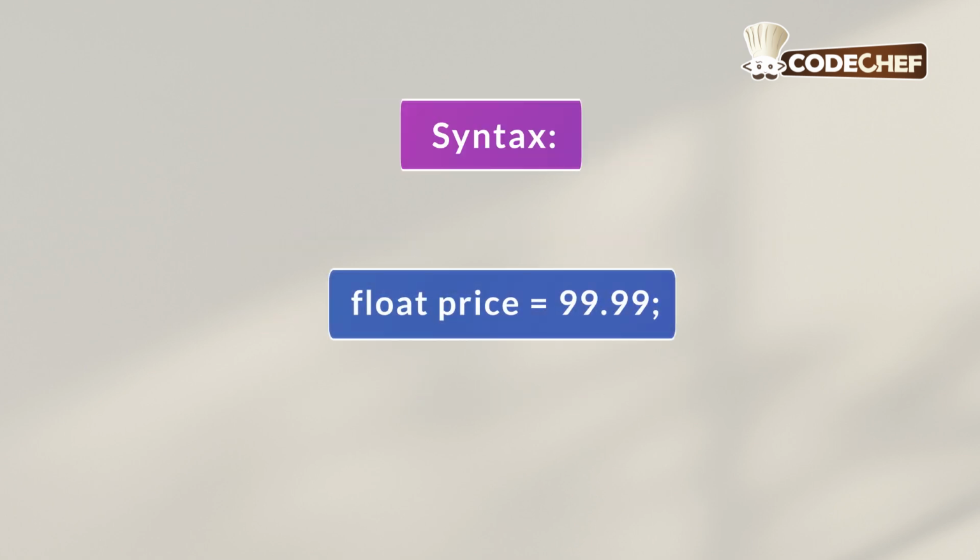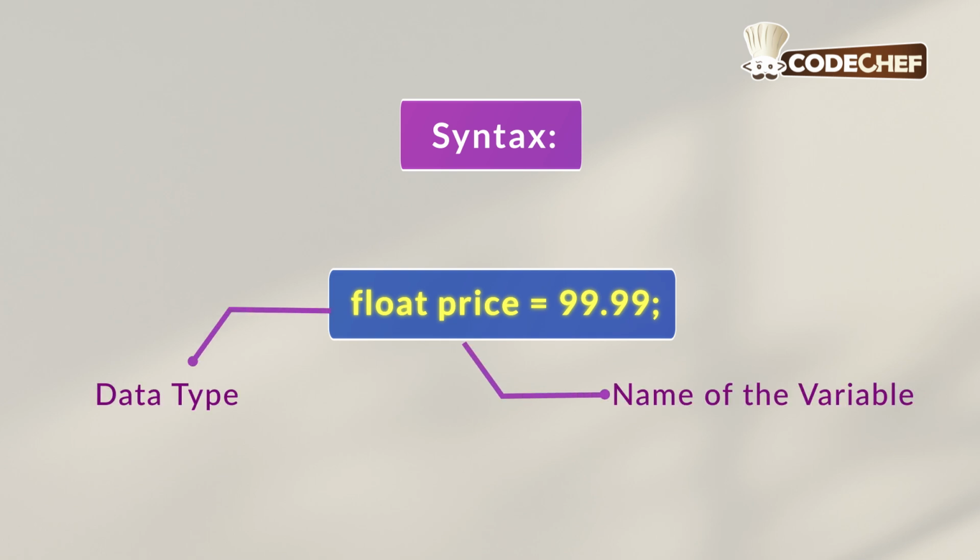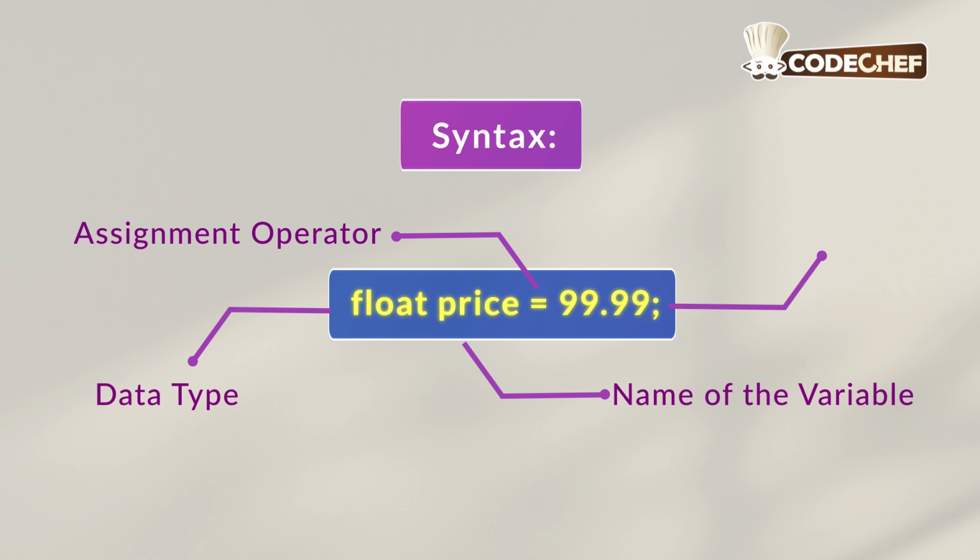Its syntax is float price is equal to 99.99 semicolon. Here float is the data type, price is the name of the variable, then is equal to is the assignment operator, and 99.99 is the value assigned to the variable price, and then semicolon to end the statement.